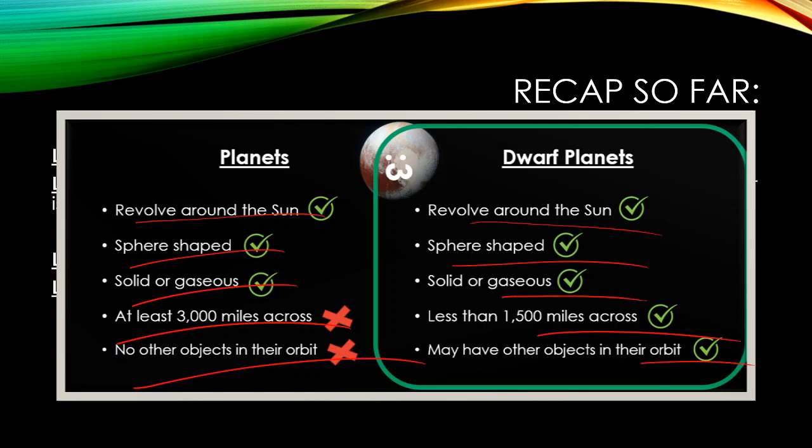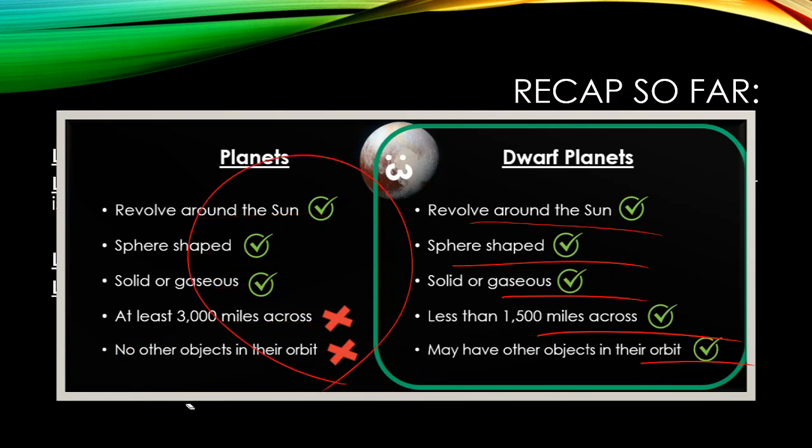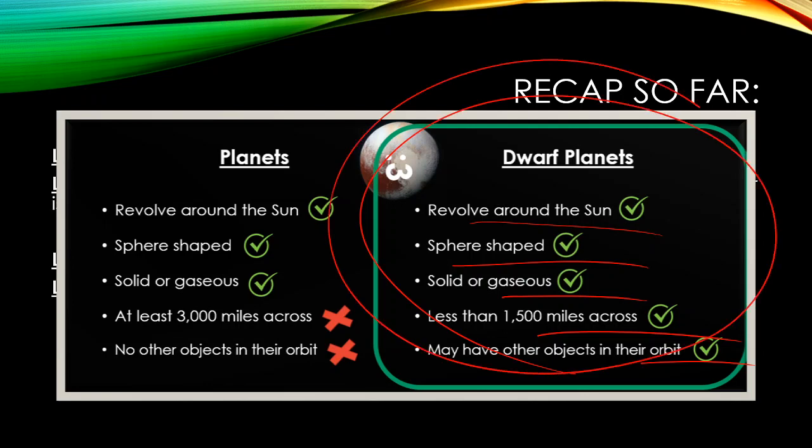and found that Pluto matched up better with the dwarf planets because it met all of the right properties, than it did with the regular planets, where it didn't match the properties because it wasn't at least 3,000 miles across, it didn't have other objects in its orbit. So we confirmed on that day that Pluto is in fact a dwarf planet based on its properties. That's why we use properties, that's why we talk about them, to identify mysterious objects.